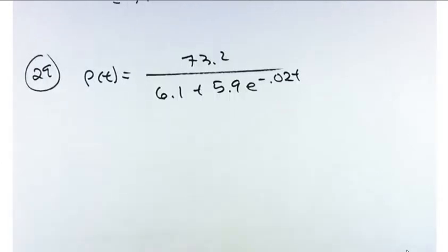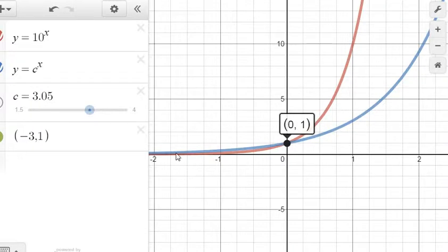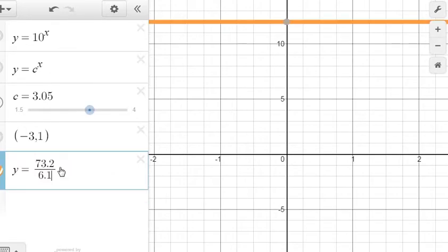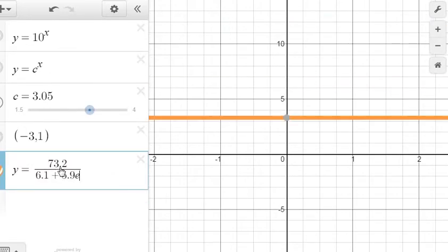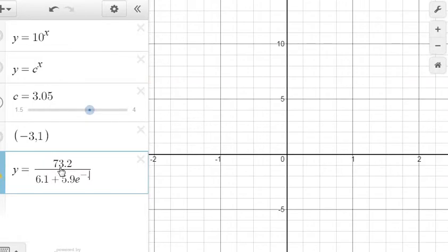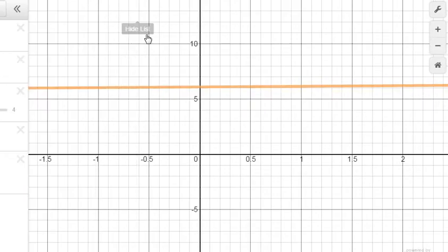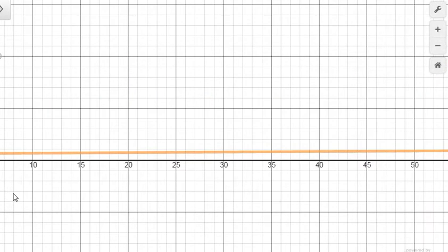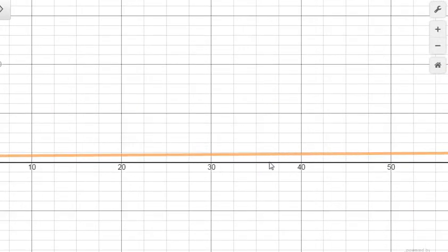So I'll tell you what, let me do this real quick. Let's take a look at this graphically and see if that looks a little different or makes a little bit more sense as opposed to our previous one. So y equals 73.2 divided by 6.1 plus 5.9 e to the negative 0.02x. Okay, so I think we're going to have to zoom out a little ways. All right, doesn't look like it's growing uncontrollably.